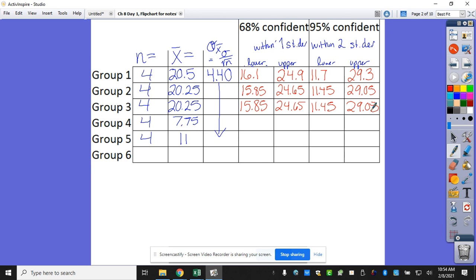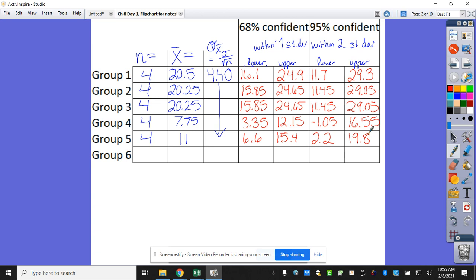Group four, what's my first lower? 3.35. And then 12.15. The next one, negative 1.05. And 16.55. And then my last group, what's my first lower bound? What's 11 minus 4.4? What's 11 minus 8.8? And then, yeah, I'll read them.